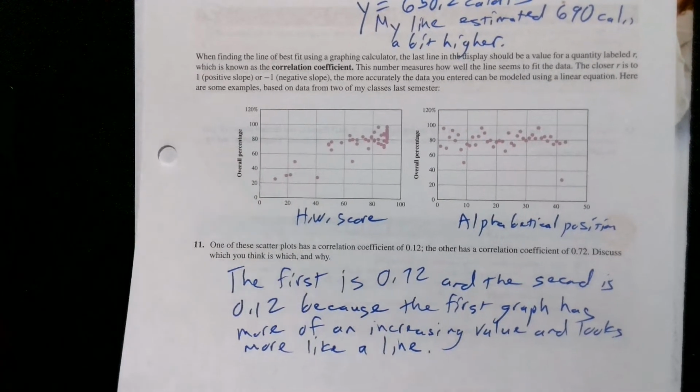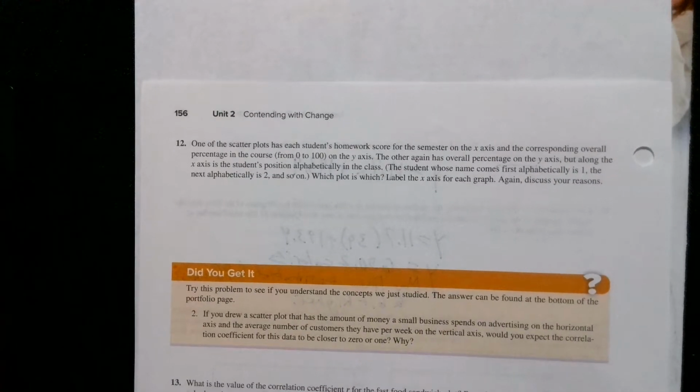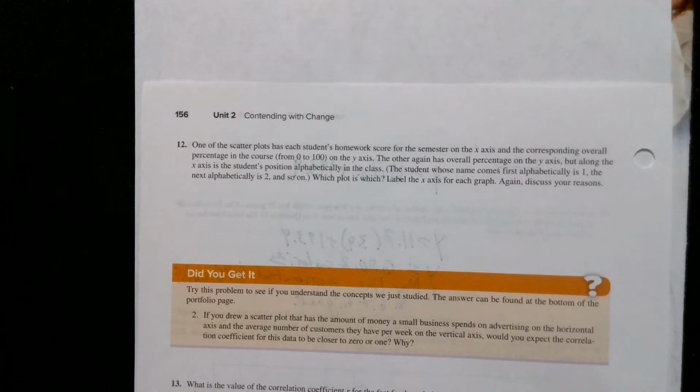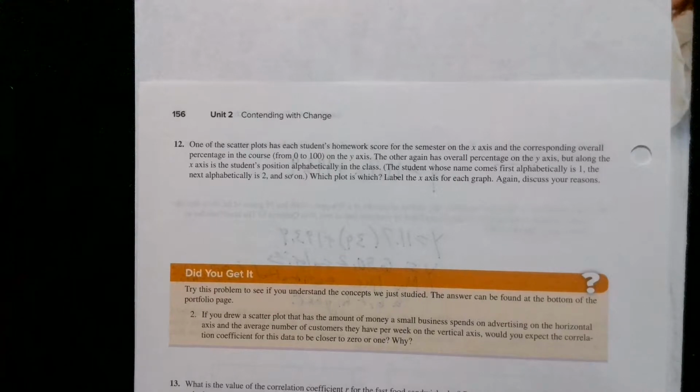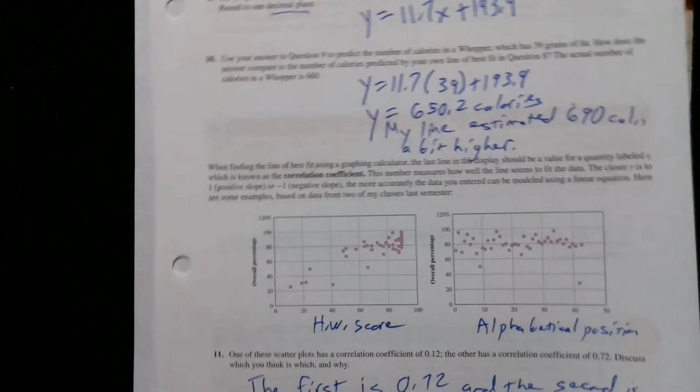Okay, now we go on to problem number 12. It says one of the scatter plots has each student's homework score for the semester on the x-axis and the corresponding overall percentage in the course from 0 to 100 on the y-axis. The other again has overall percentage on the y-axis, but along the x-axis is the student's position alphabetically in the class. The student whose name comes first alphabetically is 1. The next alphabetically is 2, and so on. Which plot is which? Label the x-axis for each graph. Again, discuss your reason.